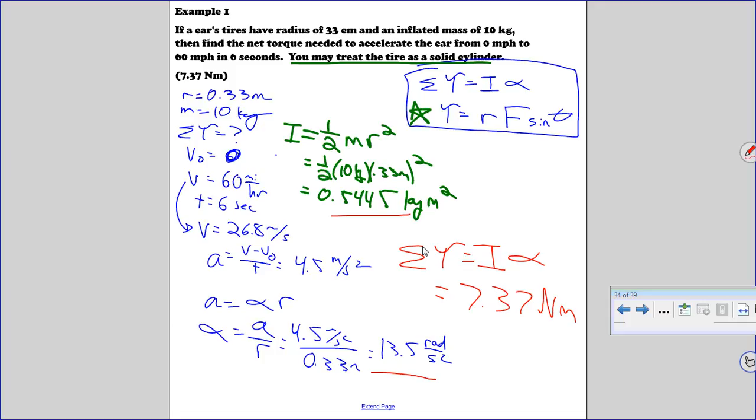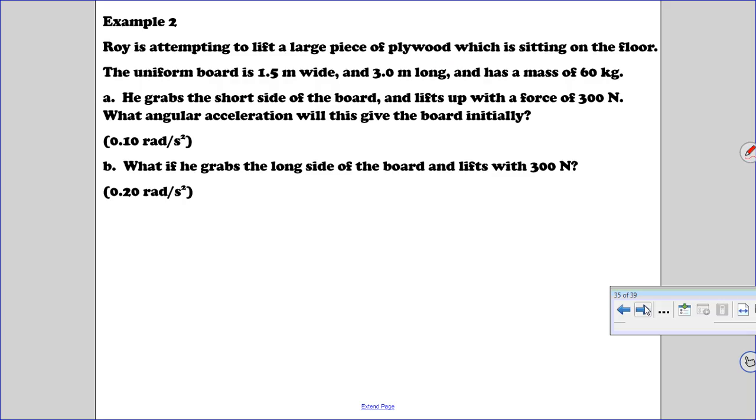Okay. All right, so example number 2. I'm just going to do part A. Part B is the exact same thing, but it would be worth your while to try it. Okay? So it says Roy is attempting to lift a large piece of plywood that's sitting on the floor. So we've got a big plank sitting on the floor. It says the uniform board is 1.5 meters wide, 3 meters long, and it's got a mass of 60 kilograms. He grabs the short side of the board and lifts up with a force of 300 newtons. What angular acceleration will this give the board initially?